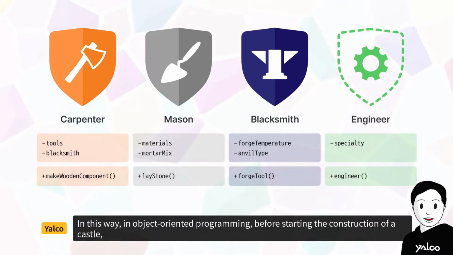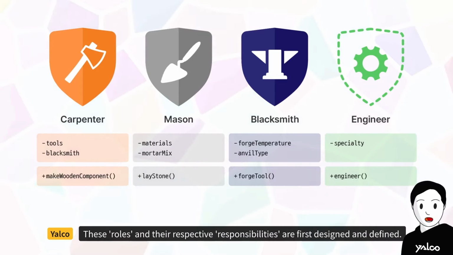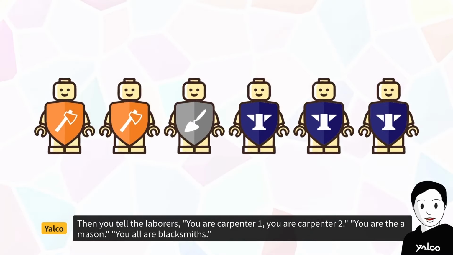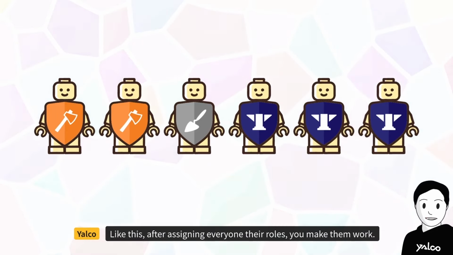In this way, in object-oriented programming, before starting the construction of a castle, these roles and their respective responsibilities are first designed and defined. Then you tell the laborers, you are carpenter 1, you are carpenter 2, you are the mason, you all are blacksmiths. Like this, after assigning everyone their roles, you make them work.